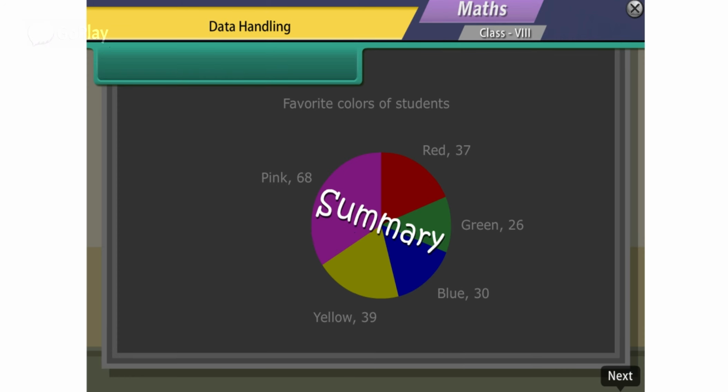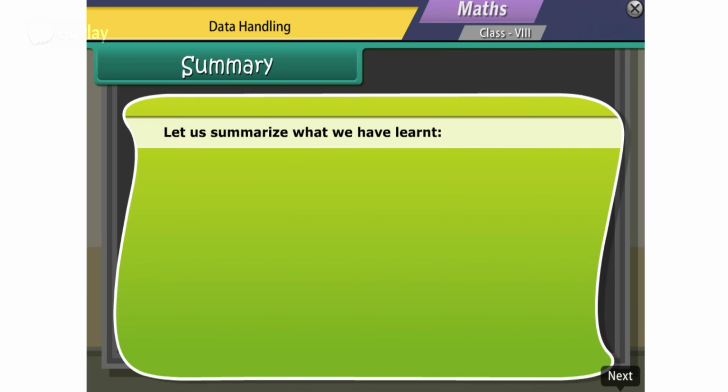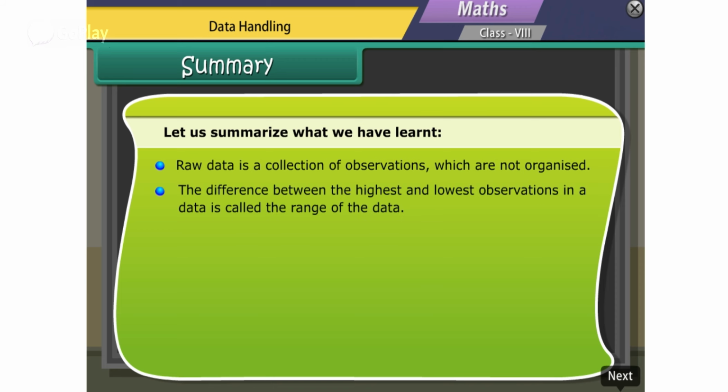Summary. Let us summarize what we have learned. Raw data is a collection of observations which are not organized. The difference between the highest and lowest observations in a data is called the range of the data.